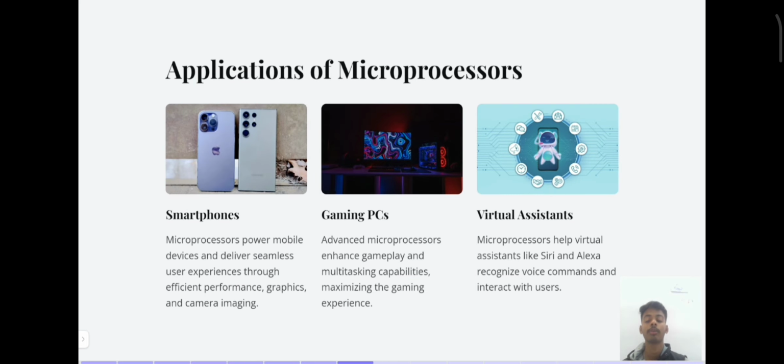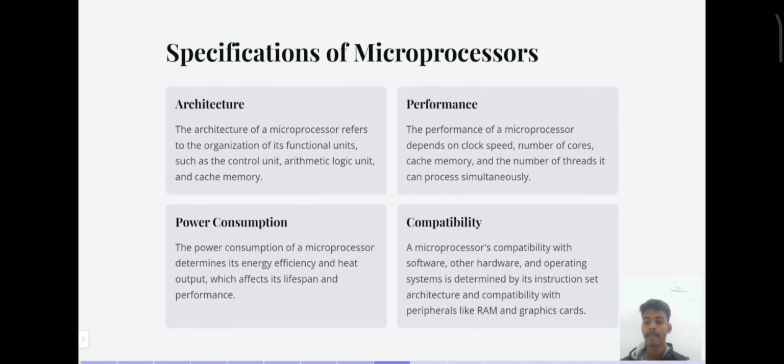Let us see the applications of microprocessors. In smartphones, microprocessors are used to deliver seamless user experiences through their efficient performance, graphics, camera, etc. Even in gaming PCs, microprocessors are used because of their capacity for multitasking, maximizing the gaming experience. Virtual assistants: microprocessors help virtual assistants like Siri and Alexa, which we can see in the mobile phone, recognize our voice commands and interact with users.